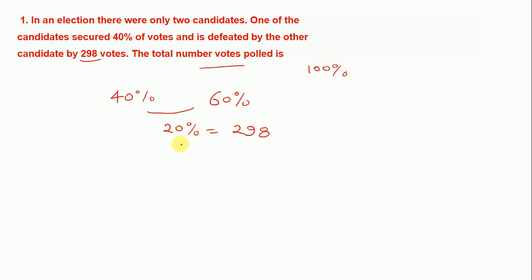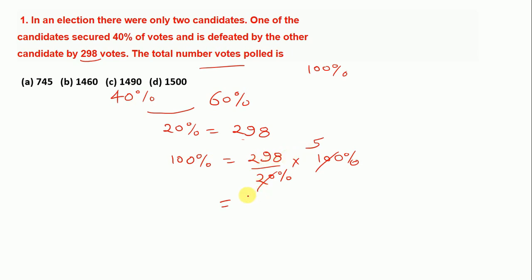So 100% vote can be found. 100% is equal to 298 divided by 20% multiplied by 100%. What we are doing here, simply we are dividing by 20% and multiplying by 100. Here 100 will be cancelled by 20 and here will be 5. And now we have to multiply 298 by 5. So the product of these two will be 1490. So correct option will be C, 1490.